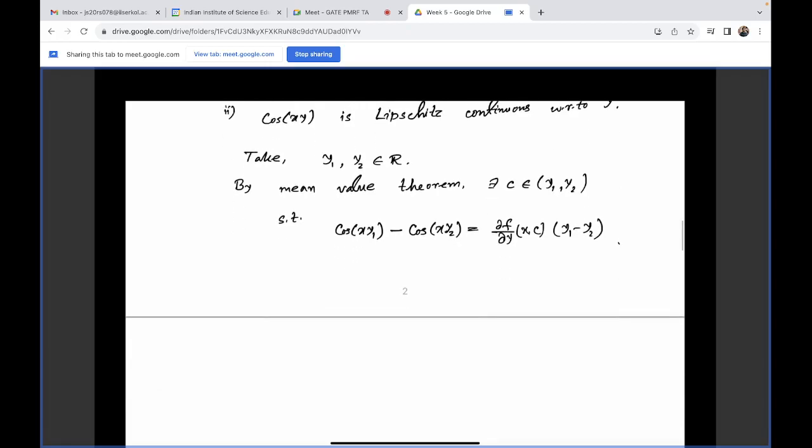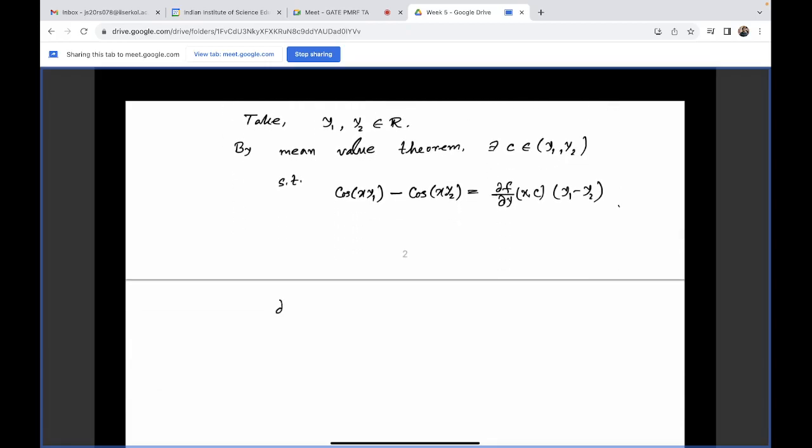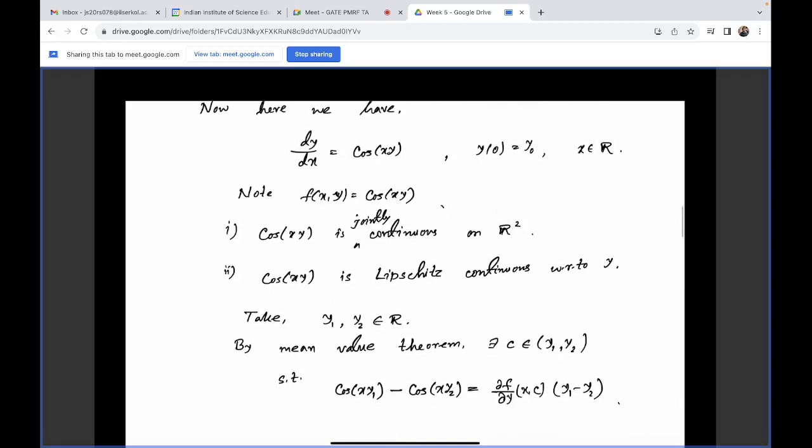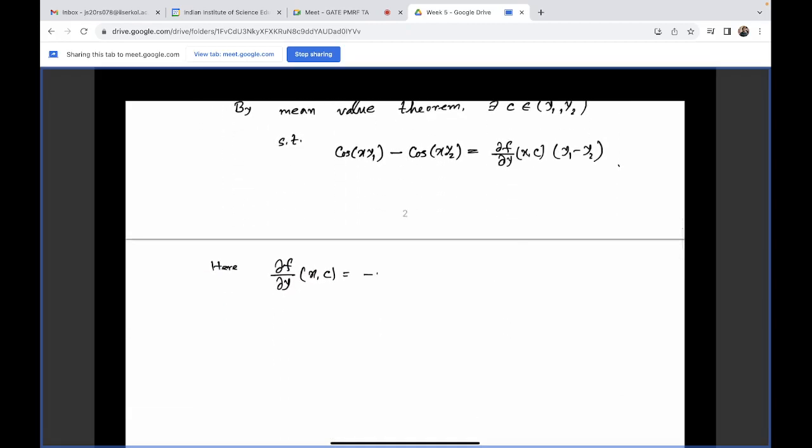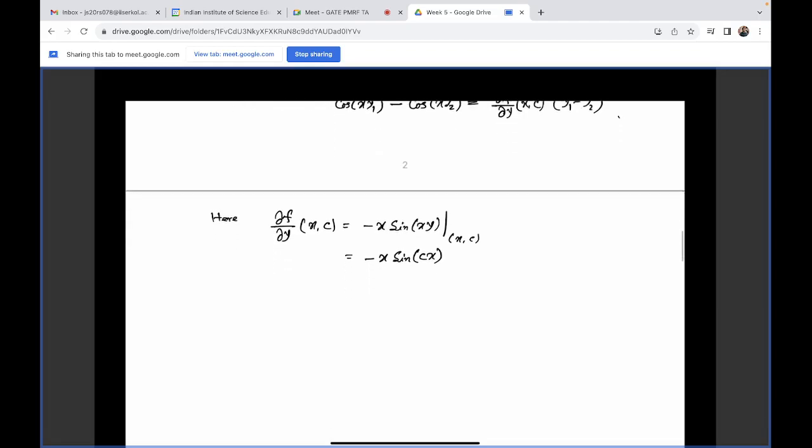So from the mean value theorem we will get this. And what is del f by del y? Here, del f by del y at the point (x, c), what will it be? It will be the derivative of cos of xy, right? So it will be minus x sine xy at the point (x, c). Therefore it is minus x sine cx, right?